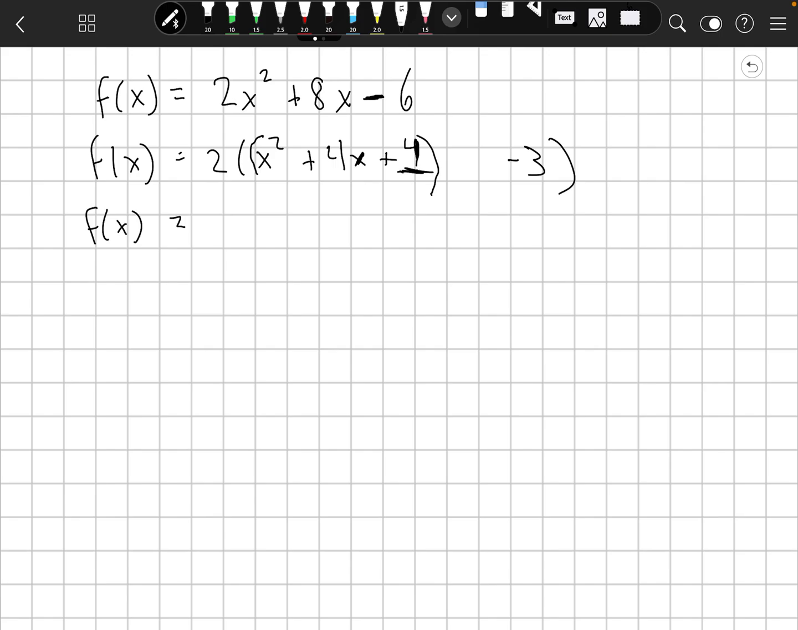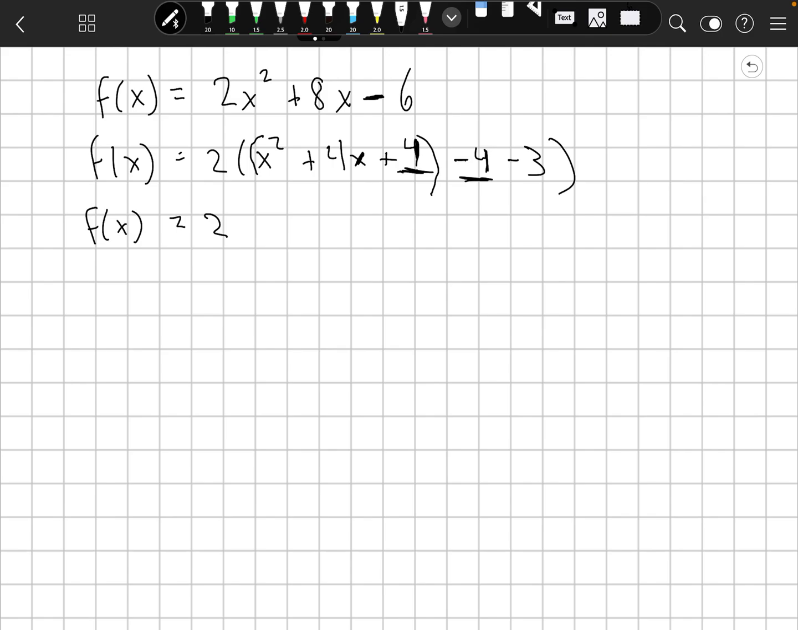Now, if we add 4 to this expression here, we probably need to subtract 4 too to keep it balanced. That's what's happening here. This is an opposite pair, so it doesn't change the value of the expression. Kind of a little trick there. Okay, so let's take it to the next step.